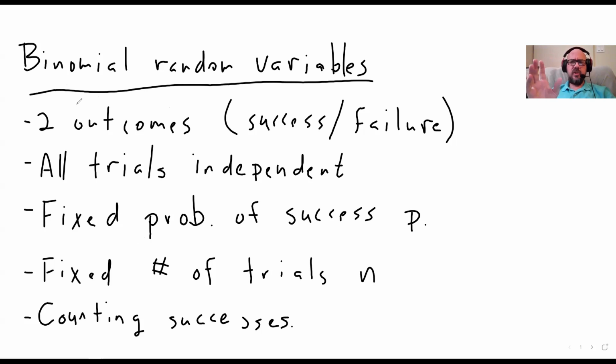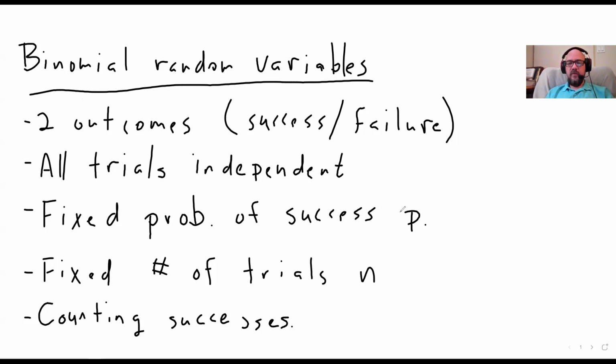And by the way, success is just the thing that we're counting, and failure is the thing that we're not counting. So let's say I was flipping a coin and I wanted to count heads. Heads would be success and tails would be failure. Notice there's no moral implications there, no positive or negative. It's just success is the thing we're counting and failure is the thing we're not counting. All the trials are independent, so the outcome of one does not affect the next, which is coin flipping, right? You flip a coin, it affects that flip, but not the next one.